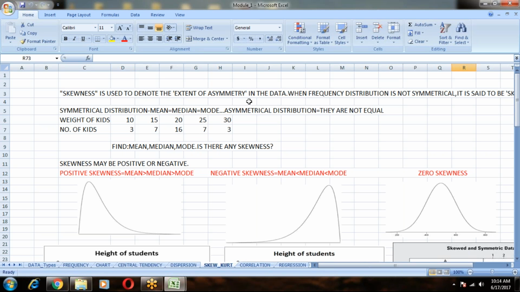Now, skewness is used to denote the extent of asymmetry. A symmetrical distribution means mean is equal to median is equal to mode, and an asymmetrical distribution means they are not equal.